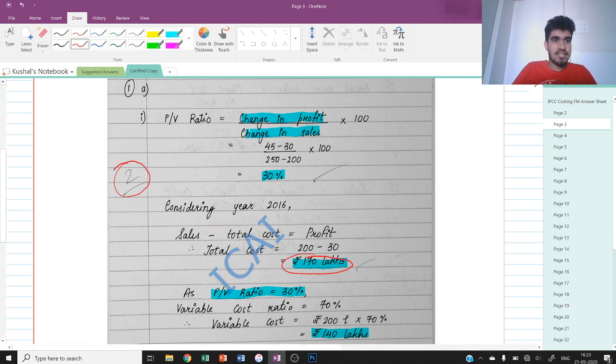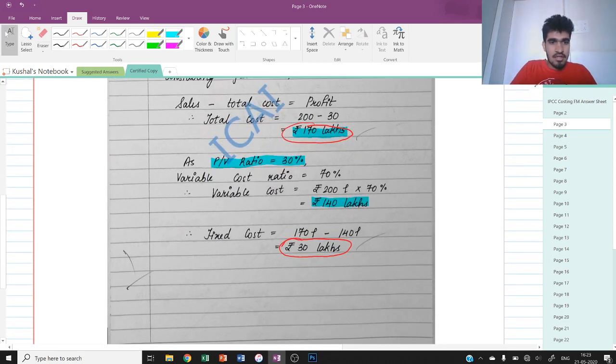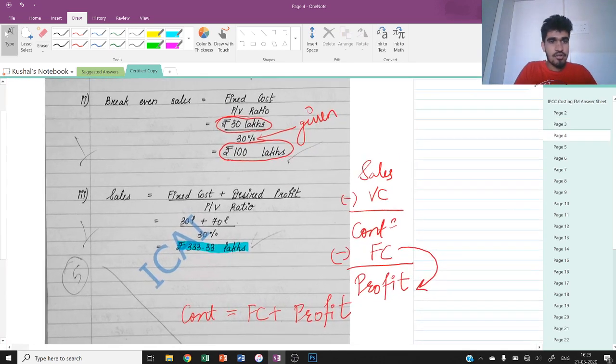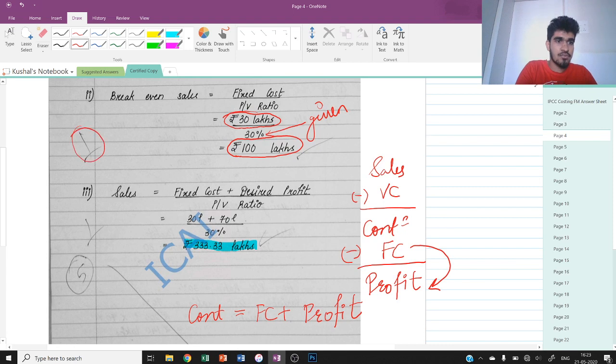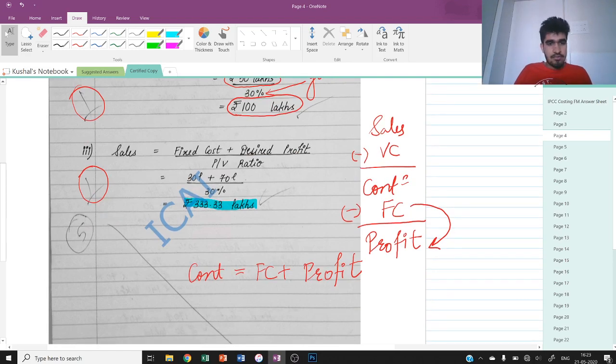I've scored 2 marks in subpart 1, 1 mark for fixed cost calculation. I've scored 1 mark here and 1 mark in subpart 2 and subpart 3 respectively. Okay, so this is how the marking has been done by ICAI. Let's solve the next question.